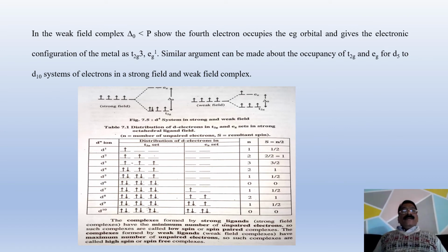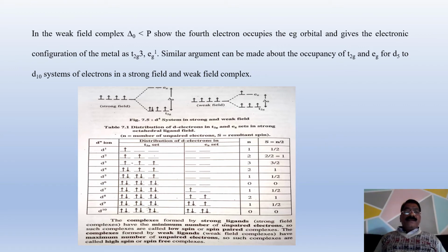In the weak field complex, delta O is less than P, that is pairing energy, so the fourth electron occupies the Eg orbital and gives the electron configuration of the metal as t2g3 eg1. A similar arrangement can be made for the occupancy of t2g and eg for the d5 to d10 systems in the strong field and weak field complex.